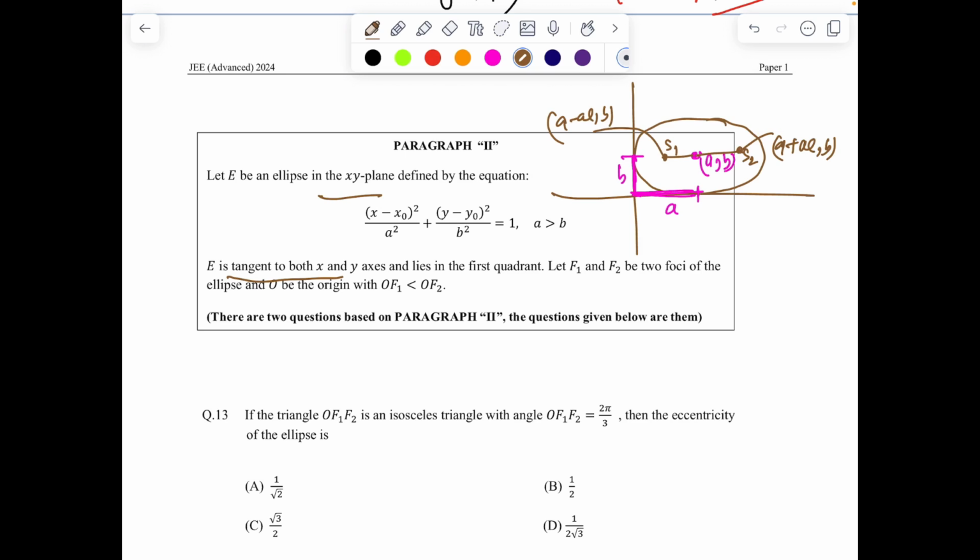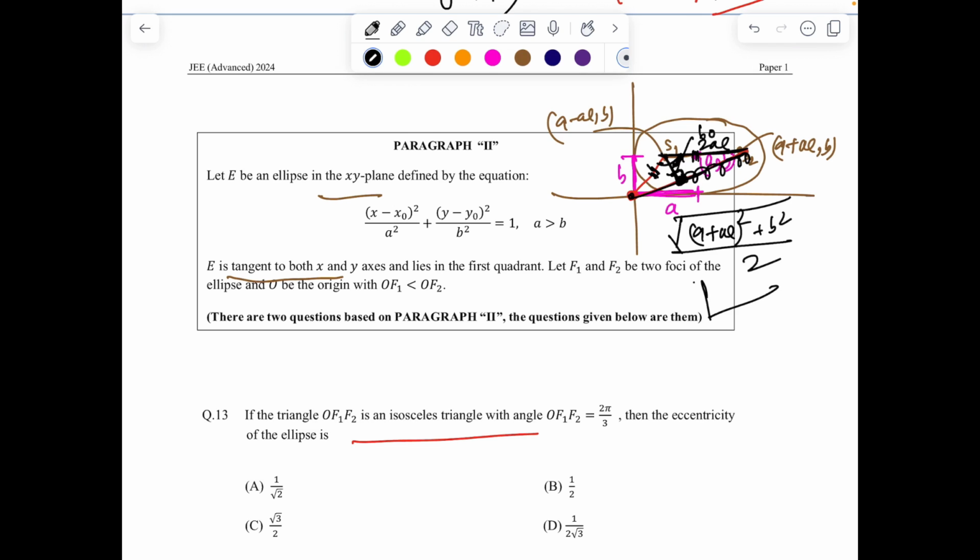Okay. So for the isosceles triangle, we know O F1 F2 is isosceles with the angle given as 2 pi by 3, which is 120 degrees. So I can drop a perpendicular and we can see this is 60, right? Since this is isosceles, this will be the midpoint, right? The distance from the origin to S2 is known, which is the square root of (a plus ae) whole square plus b square. So that divided by 2 is this distance, and cos 60 is base by hypotenuse, sin 60 is perpendicular by hypotenuse.